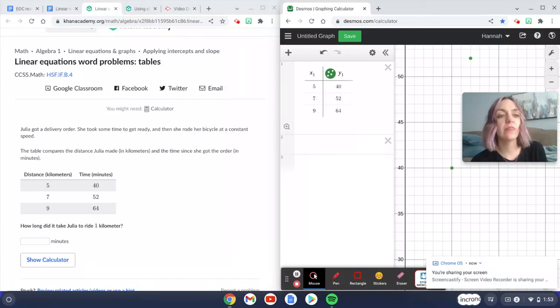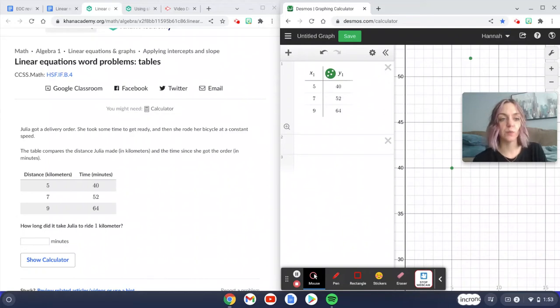This video will help you with linear equations word problems from tables. So we have our situation. Julia got a delivery order. She took some time to get ready, and then she rode her bicycle at a constant speed. The table compares the distance Julia made in kilometers and the time since she got the order in minutes, and then we've got our table. Ultimately, it's asking how long did it take Julia to ride 1 kilometer.